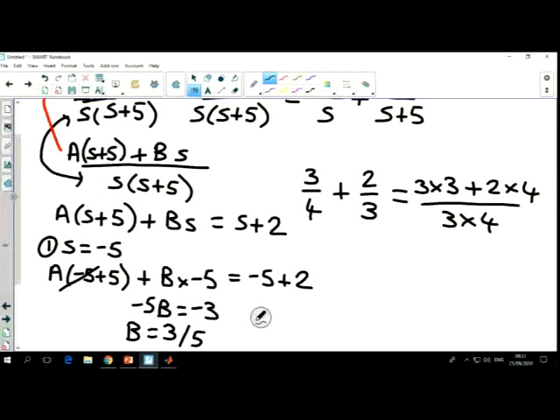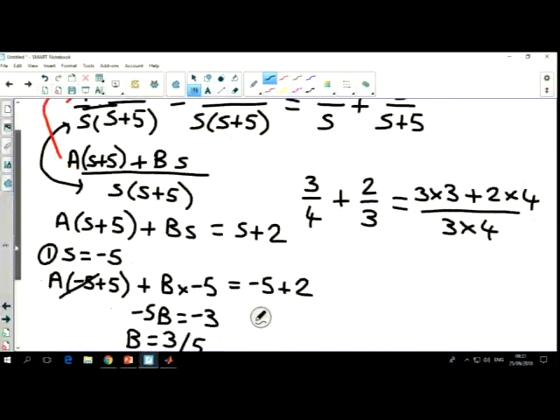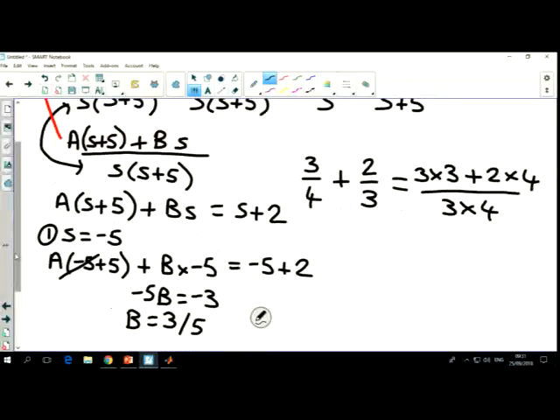Okay, maybe I'm going a bit slow for some people. So b is going to be 3/5. So if we scroll back up to the top, we had b over s plus 5. So one bit of our fraction is going to be 3/5 over s plus 5. But we haven't found this first part yet. It's a bit untidy, but hopefully you're still following. Do you need this to stay up for a few minutes? No. Okay, you happy with that?